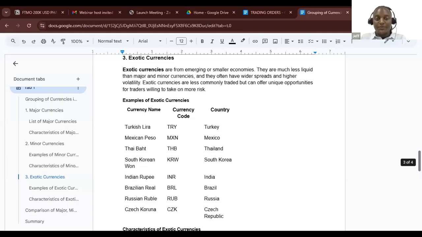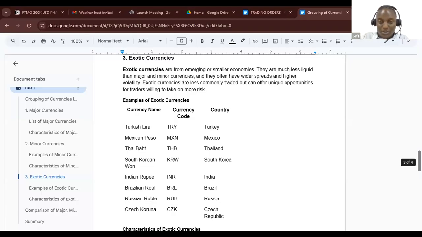Then you have the Indian rupee. The currency code is INR, and the country is India. The Brazilian real. The currency code is BRL, and the country is Brazil. Then you have the Russian ruble, which I've also mentioned. The currency code is RUB, and the country is Russia. Then you have the Czech koruna. The currency code is CZK, and the country is the Czech Republic.